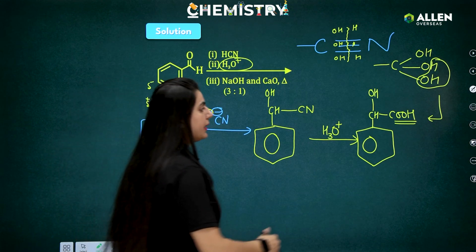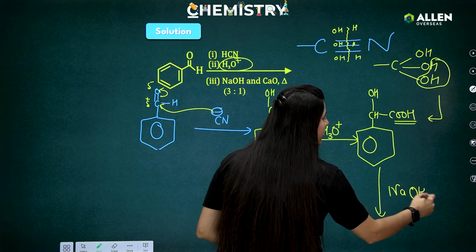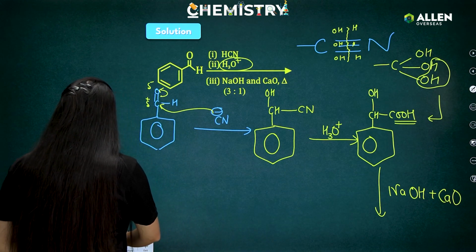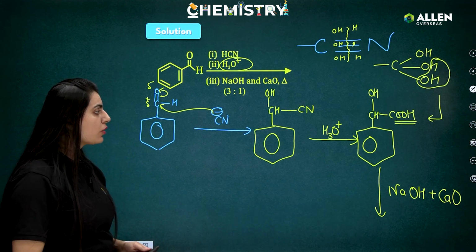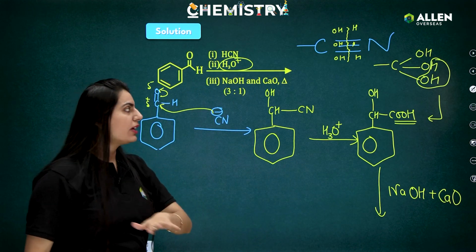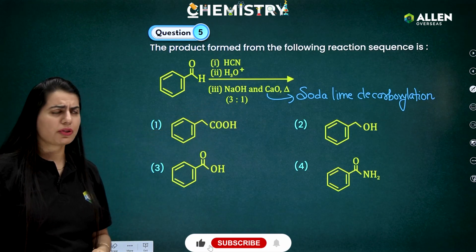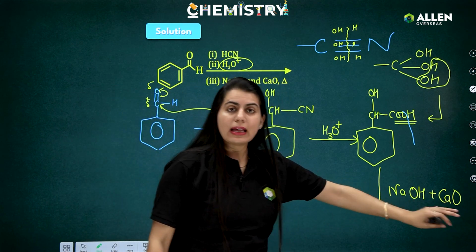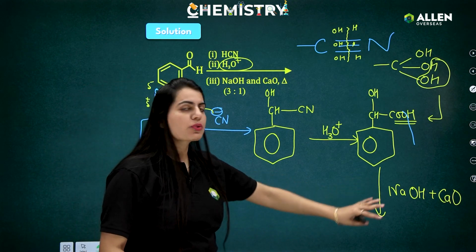Now when you do soda lime decarboxylation, which is the NaOH plus CaO combination, keep in mind that this soda lime decarboxylation is done in the presence of soda, that is caustic soda, and quicklime. Here you can clearly see what is mentioned in this particular question: it is in 3:1 ratio. So NaOH is in higher quantity, and quicklime is just added to keep my NaOH dry because it is hygroscopic in nature.